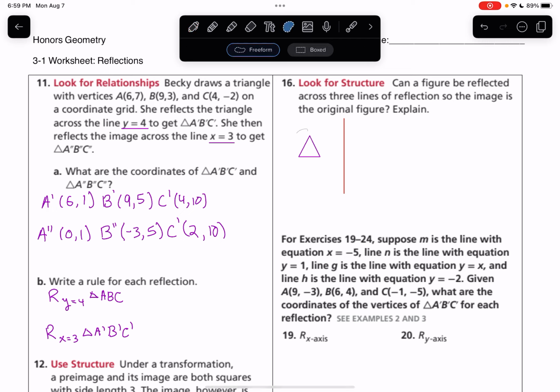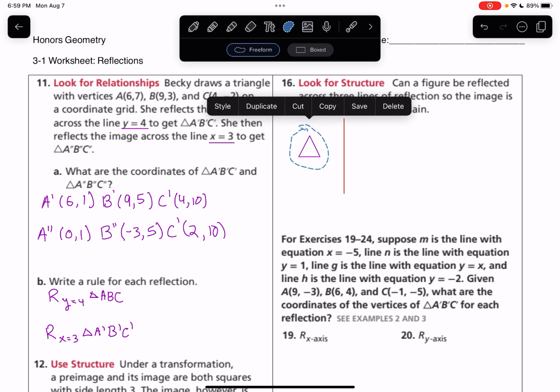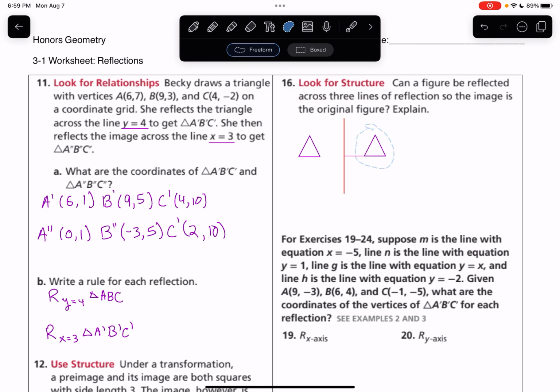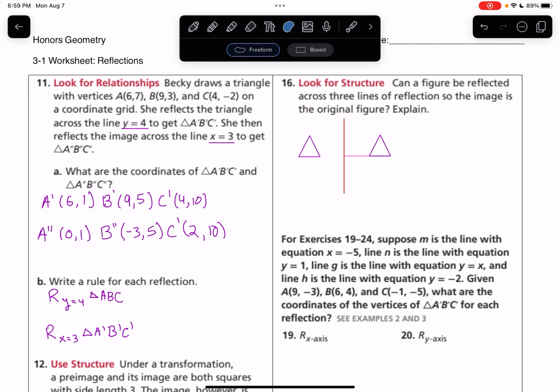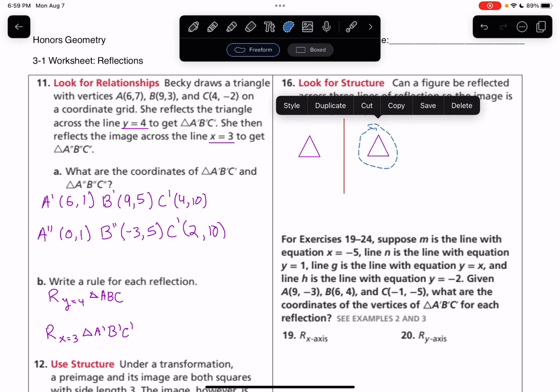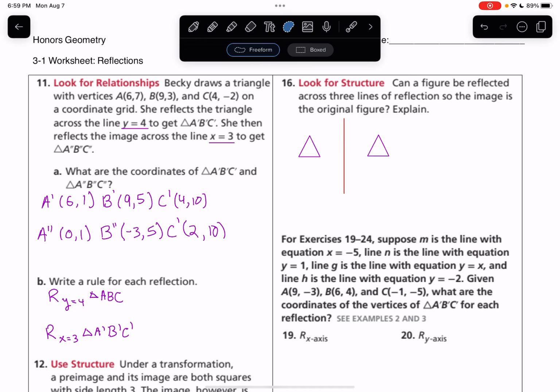And I'm going to get the same triangle. I'm going to try out some new tools here. So I'm going to get the same triangle and copy that, paste that, but it's going to be on this side of the reflection line. Okay? So this is reflection number 1. So I'll call this triangle number 1. I'll call this triangle number 2.